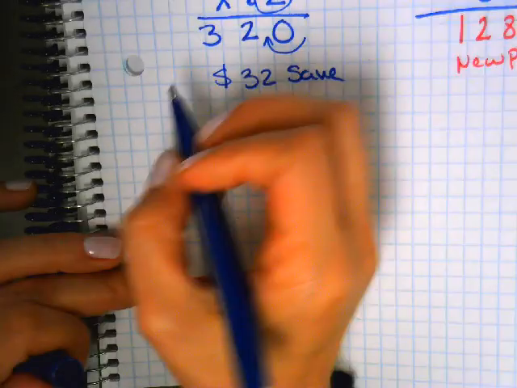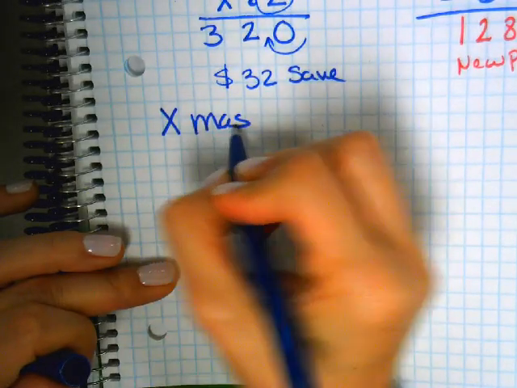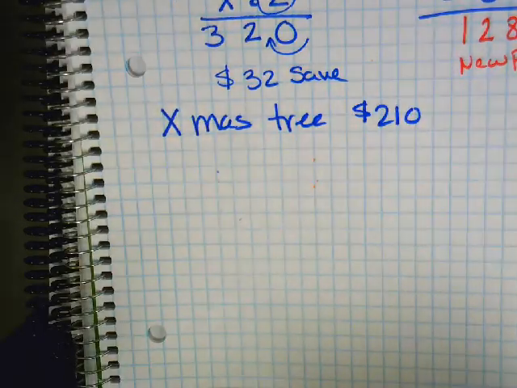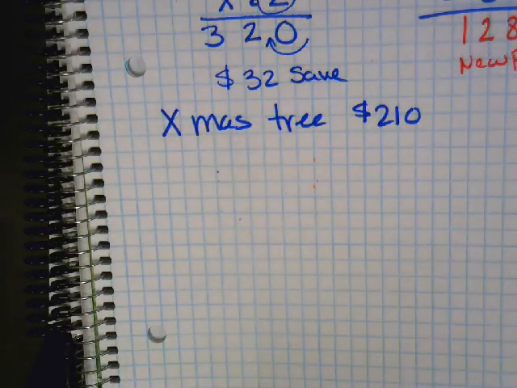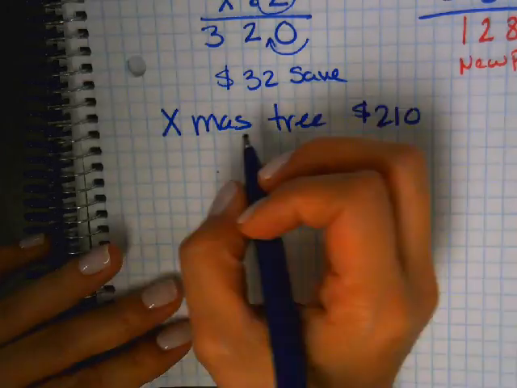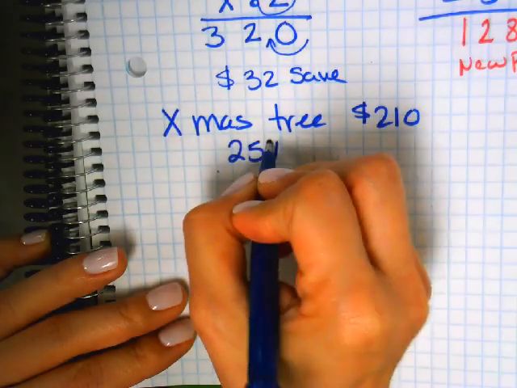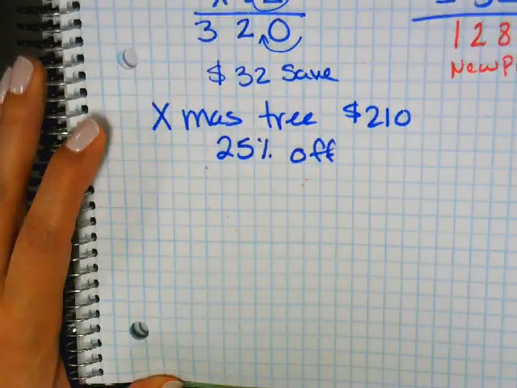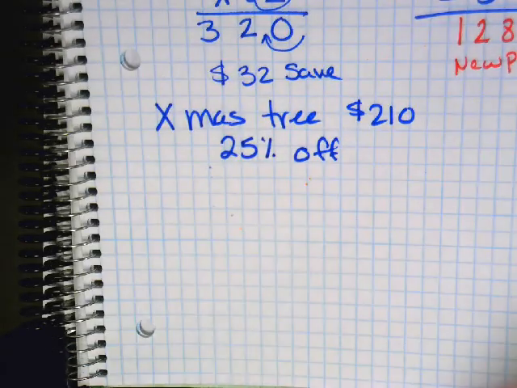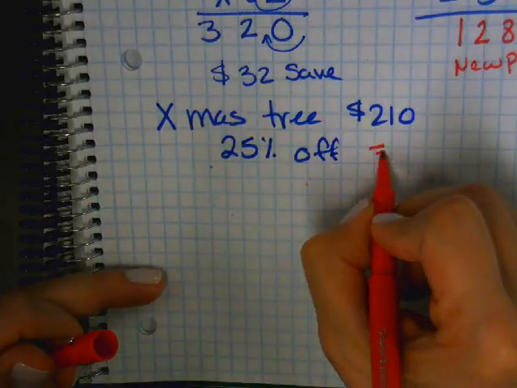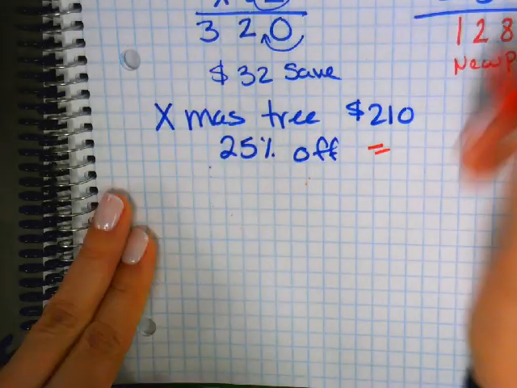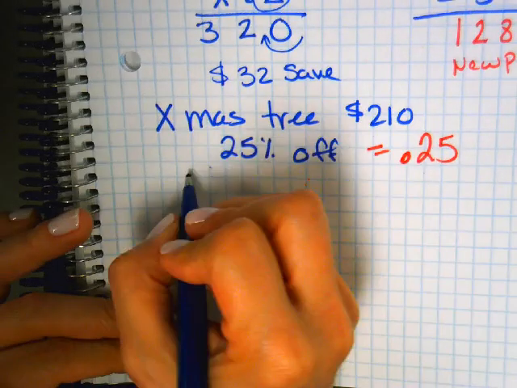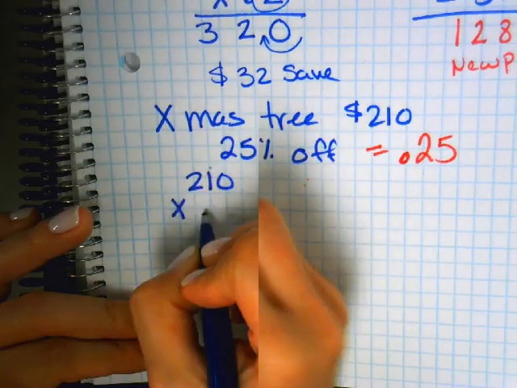So, Xmas tree, $210. But because it's so close to the holidays, they're going to offer us a discount of, let's say, 25%. Let's do a double-digit one. 25% off. Okay? So, our very, very, very first step is to change 25% into a decimal. How do I write that? 0.25. Okay? So, 210 times 0.25.